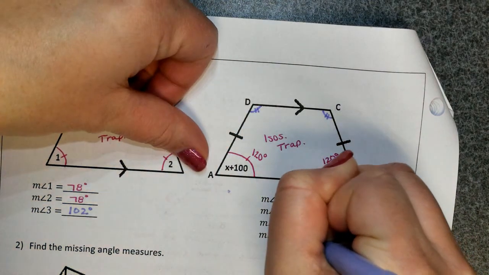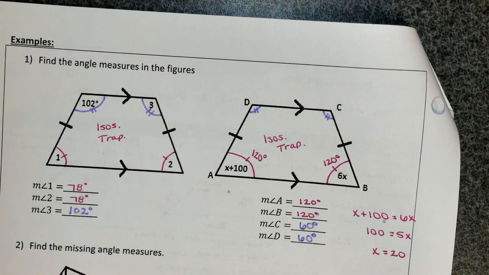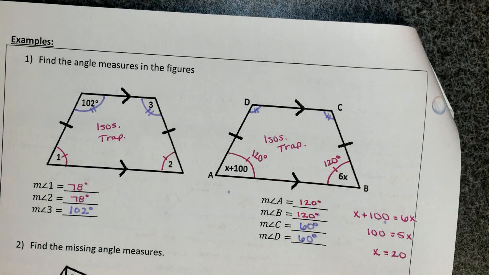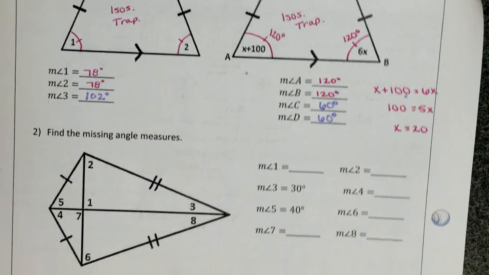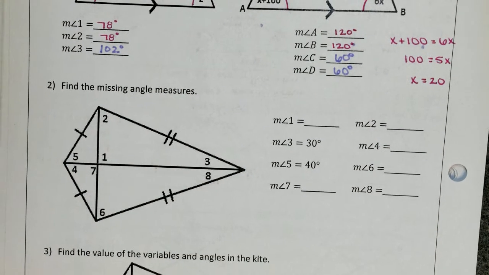And then since D is the same, we know that's also 60. Okay, give me 1 through 5. I feel like I could handle those two problems on my own. Cool. Number 2 says to find the missing angle measures.